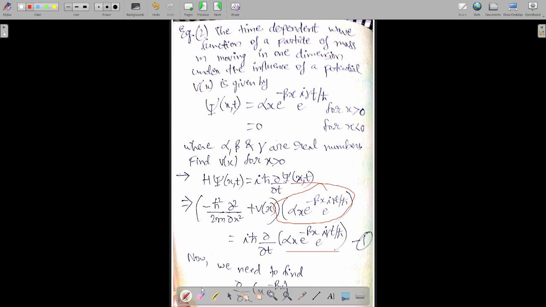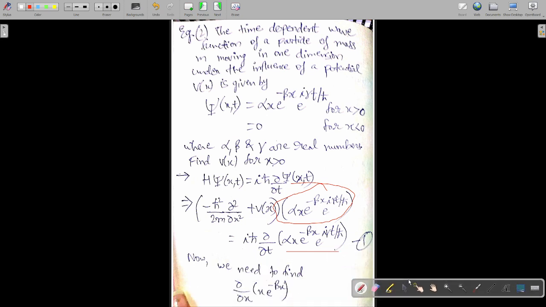Now you can clearly see one thing over here. What is this function basically? It is alpha x e to the power minus beta x e to the power i gamma t by h cut, right? It is given like this. So when I take del by del x of this function, which is given like this, alpha x e to the power minus beta x e to the power i gamma t by h cut.